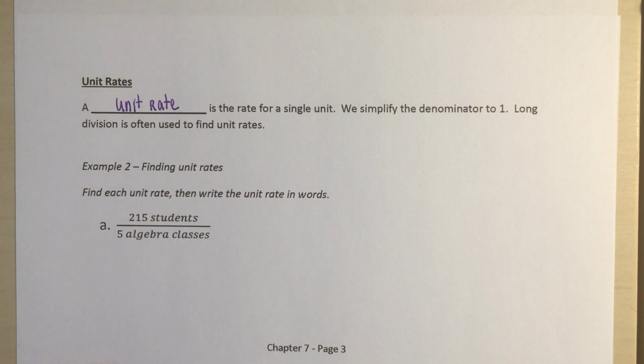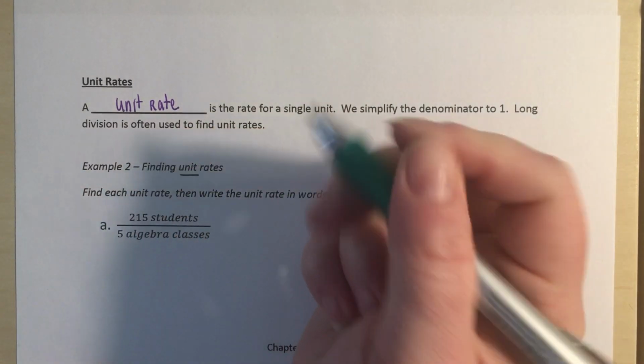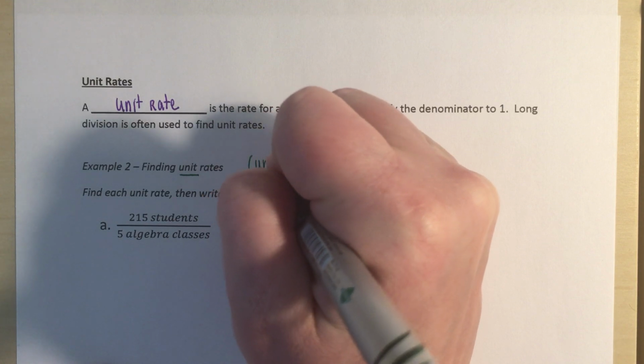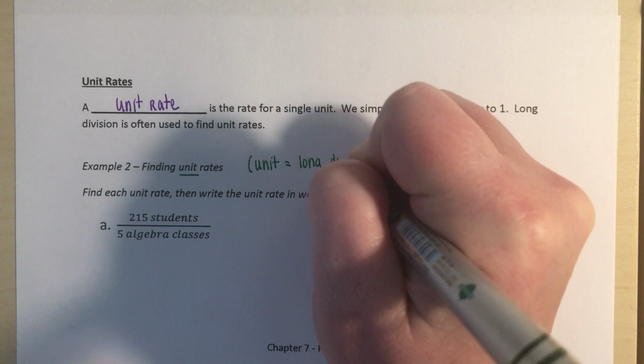Right? The difference between what we just did before and what we're going to do now: in the last example we were simplifying. We were keeping our answers as fractions. When we were looking at those fractions, our denominators could be any number. They could have a number in there, they could have a 1 in there. When we're dealing with unit rates, we're focusing on simplifying our denominator to 1. So the way that we're going to do this is we're going to do long division. So if we see the word unit rate, unit rate should tell us that we want to do long division.